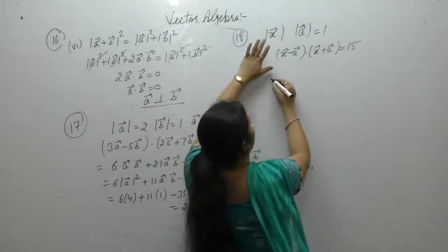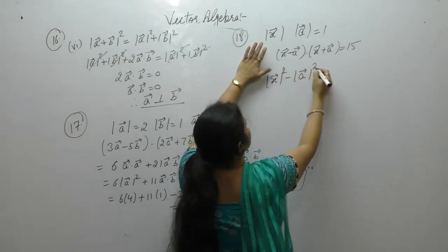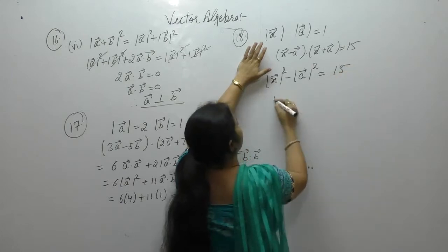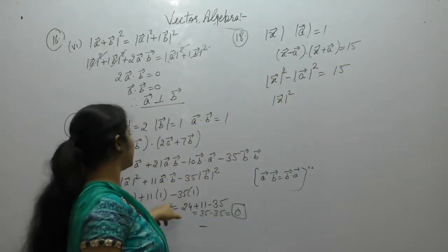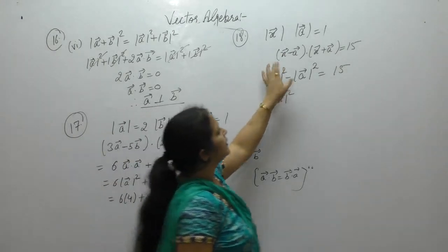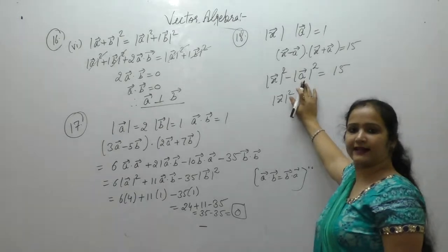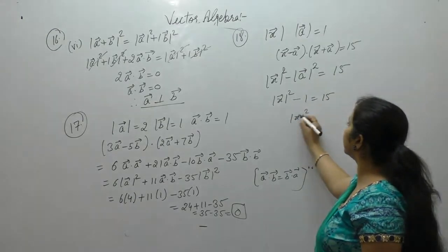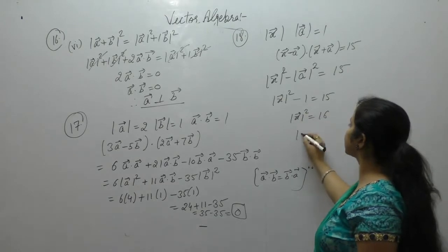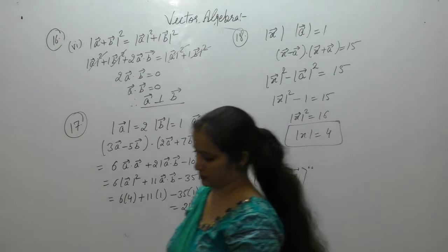So x dot x, or we can say modulus of x square minus A square, is 15. Or you can simplify it as this also. Now A vector is a unit vector, so this value is 1. Modulus of x square is 15 plus 1, which is 16. So modulus of x has value 4.